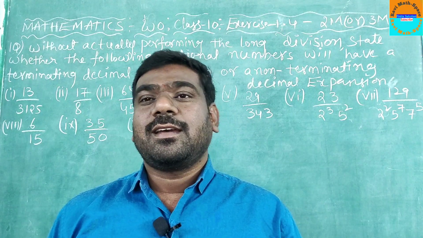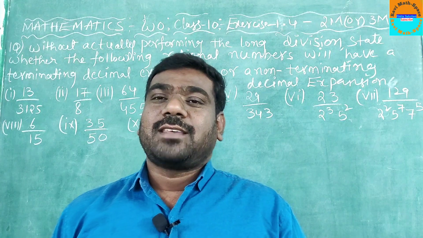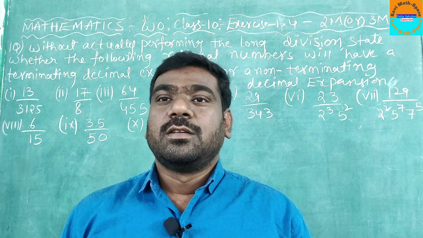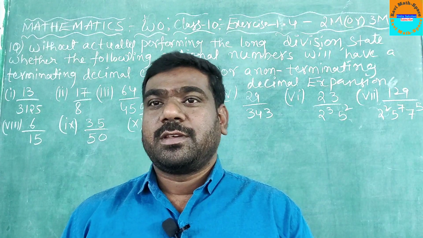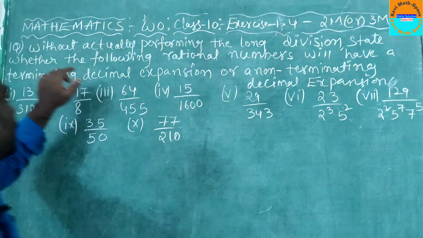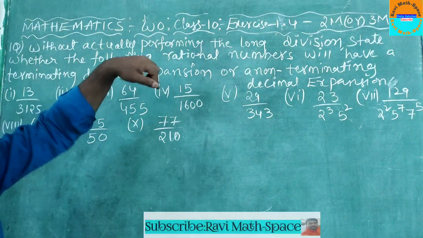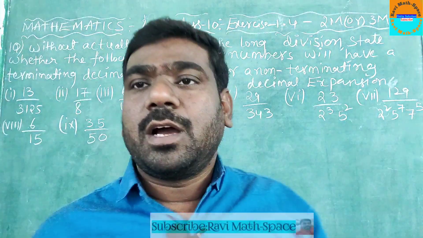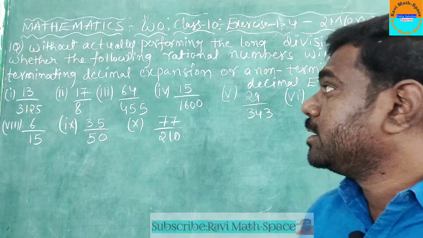Today we are going to learn and discuss a very important topic, that is exercise 1.4 of the Real Numbers chapter. So today we are going to solve the exercise 1.4 problems. The first problem is: without actually performing the long division, state whether the following numbers will have terminating decimal expansion or non-terminating decimal expansions.